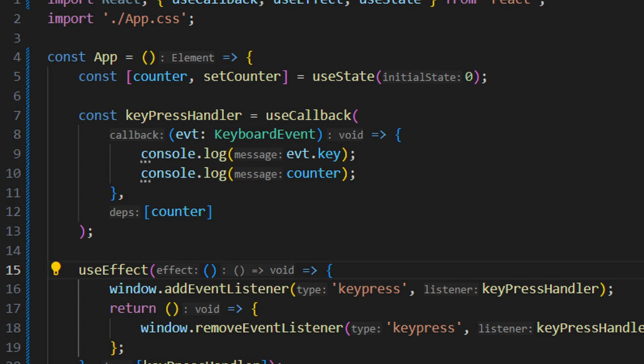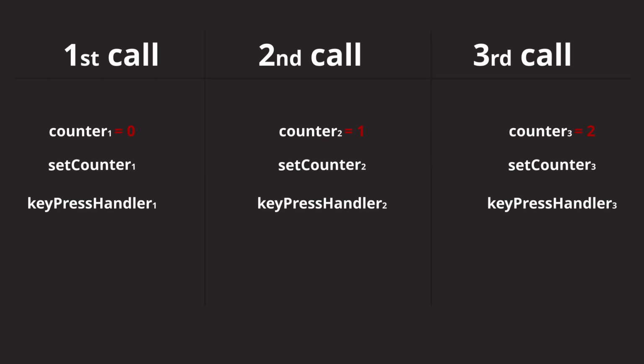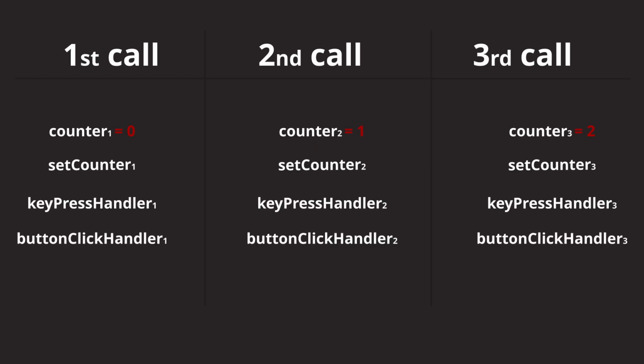And every time a function is called, all the variables and functions it contains are also regenerated. In our example, this means that the variable counter, the function setCounter, the function keyPressHandler and the function buttonClickHandler are created each time the component is updated. In other words, the variable counter from the first call is different from the variable counter from the second call, which is different from the variable counter from the third call, and so on. This is not React specific, or not even JavaScript specific. It's just the way functions work.